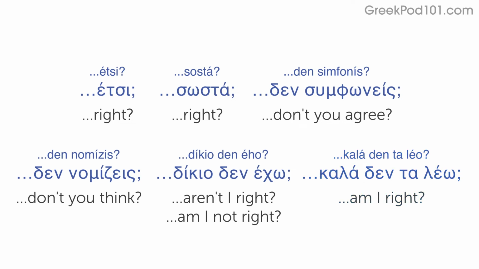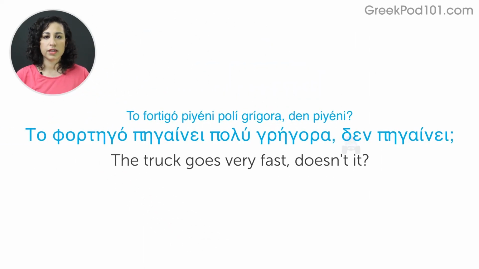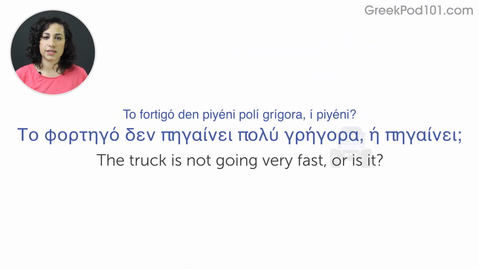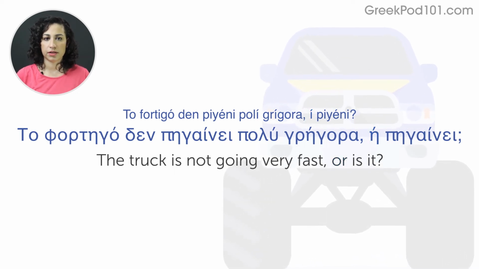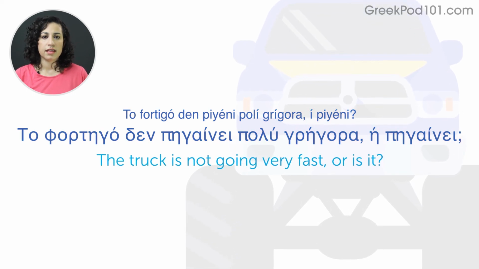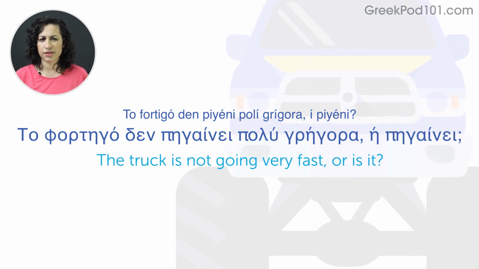And using the statement's main verb in its opposite form. So if the verb is affirmative, it becomes negative in the tag question. For example, το φορτηγό πηγαίνει πολύ γρήγορα, δεν πηγαίνει? The truck goes very fast, doesn't it? If the main verb is negative, we make it affirmative in the tag question. But we usually add before it the conjunction «ή», meaning or. For example, το φορτηγό δεν πηγαίνει πολύ γρήγορα, ή πηγαίνει? The truck is not going very fast, or is it?